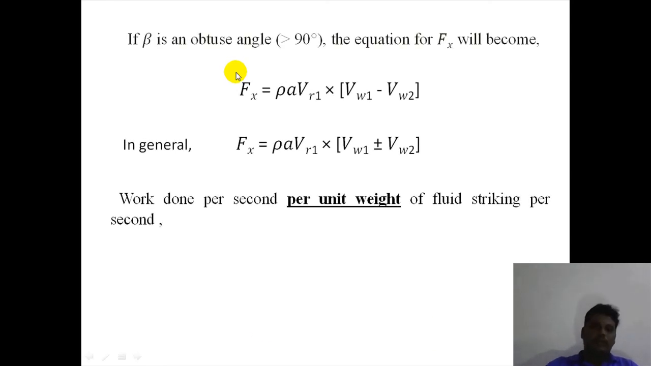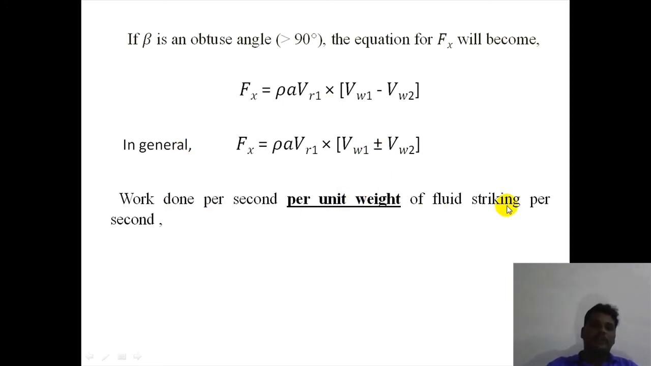Then if beta is an obtuse angle, greater than 90, the equation of Fx becomes Fx equal to rho a Vr1 multiplied with (Vw1 minus Vw2). This is negative for obtuse angle and positive for acute angle of beta, and whenever it is a right angle, Vw2 is equal to 0. Then in general Fx becomes rho a Vr1 multiplied with Vw1 plus or minus Vw2. We can write it as both.